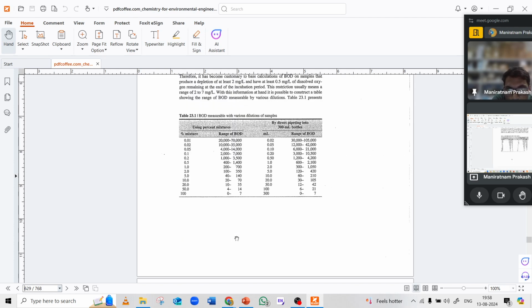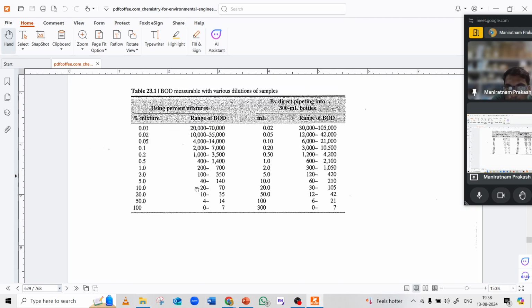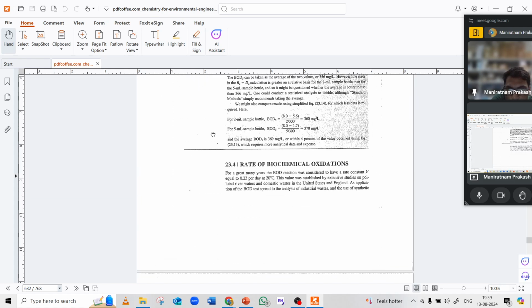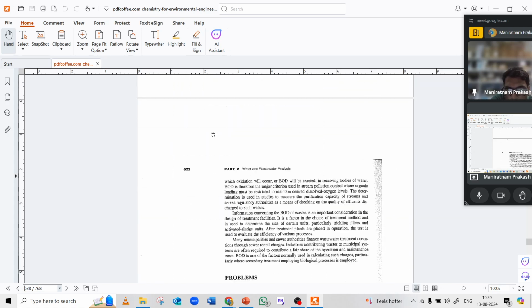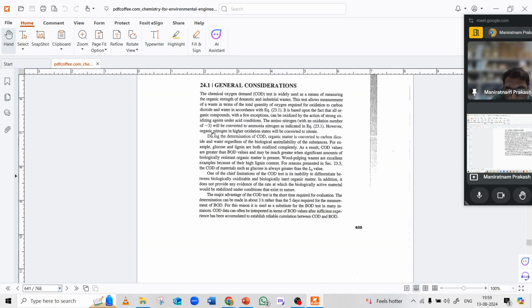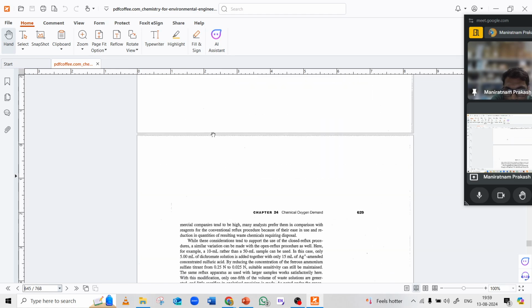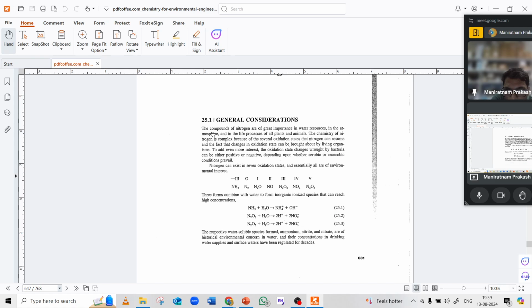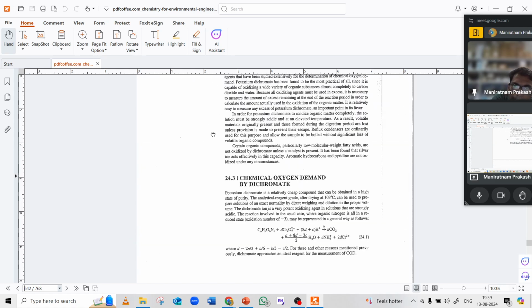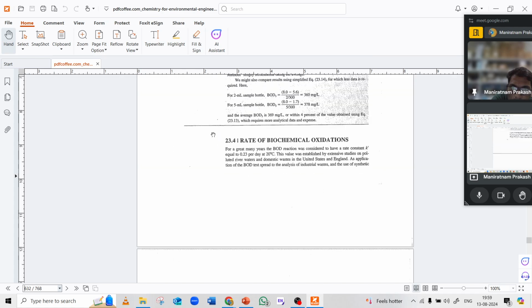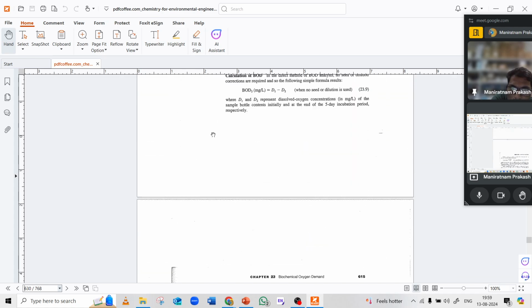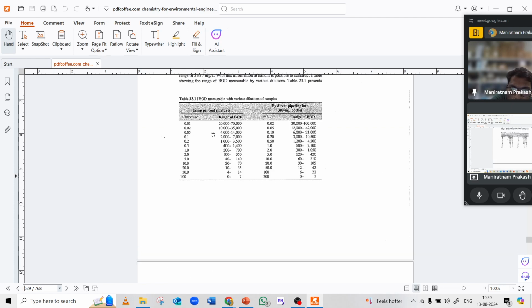So I think this is the table, using percentage mix. Let me check how much dilution should be done depending upon the COD value. It's not written here. I might have forgotten where I was seeing that table. Okay, is this that table? Hmm. See, this is it.